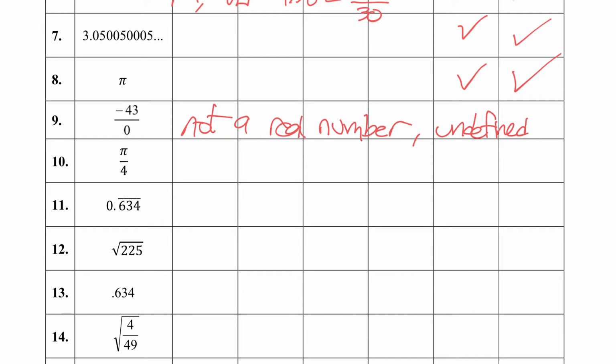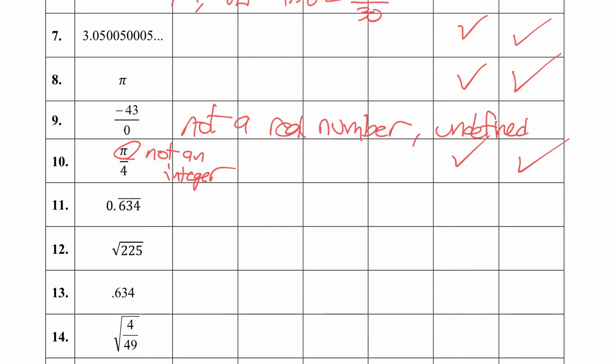Now, pi over 4, it's tempting to say, oh, it looks like it's going to be a rational number because it's a fraction. But the top of it has to be an integer. And here, this is not an integer. And so because the top is not an integer, it makes it irrational and real.